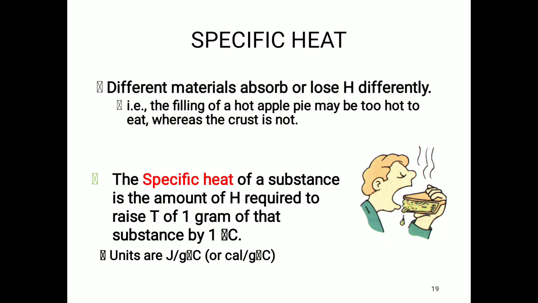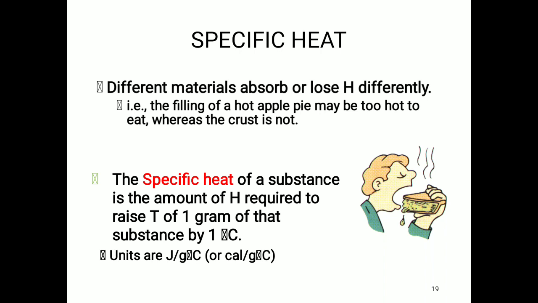Now we are going to discuss the specific heat concept. Different materials absorb or lose heat differently. We have discussed three factors which impact the heat. The first one is the mass, the second one is the temperature, the third one is the property of the material. The property of the material which defines the heat released or absorbed by the particle is called specific heat.